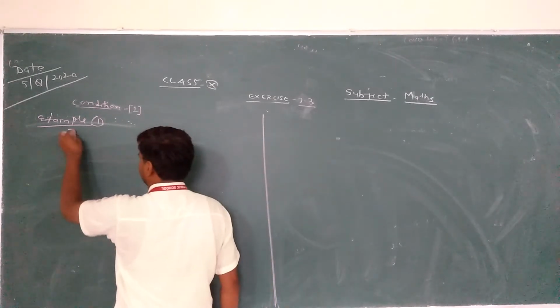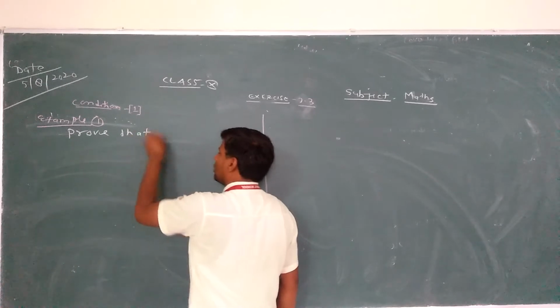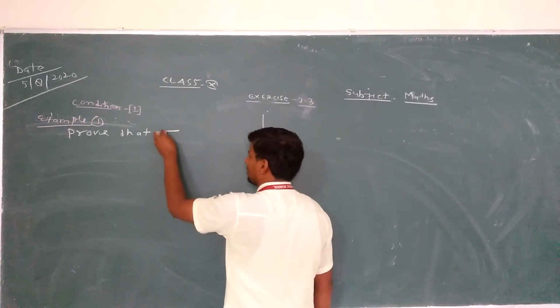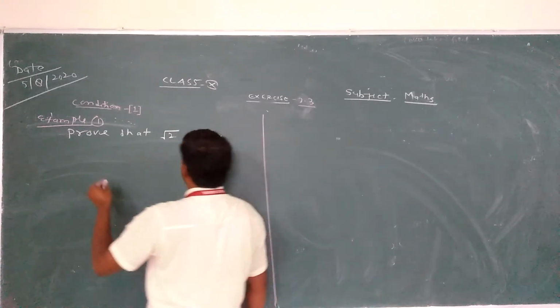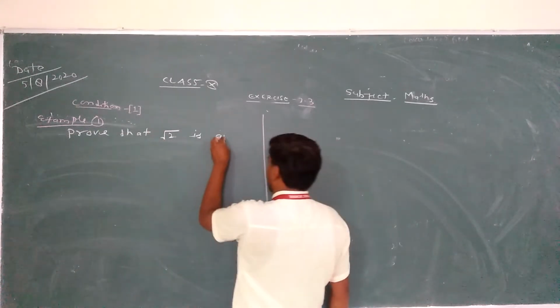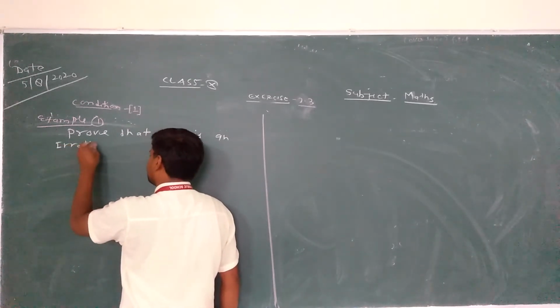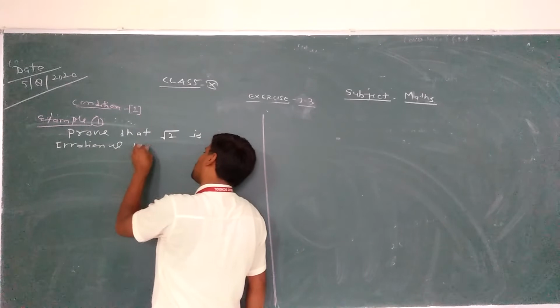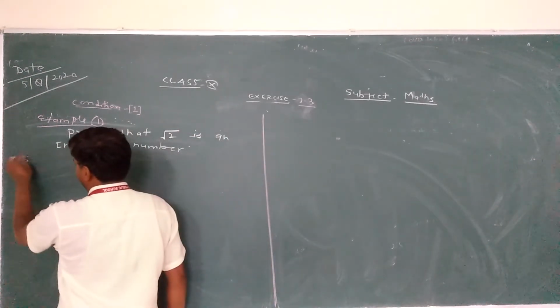क्वेश्चन क्या है? प्रूव दैट रूट ऑफ 2 is an irrational number. Most important question. Then solution.